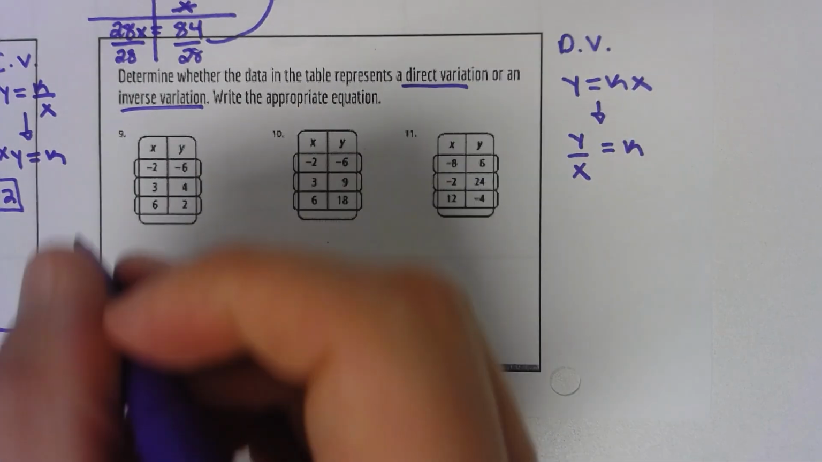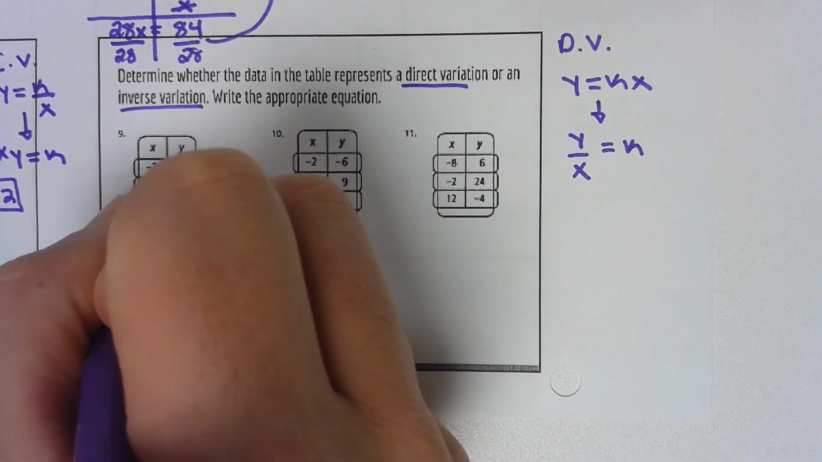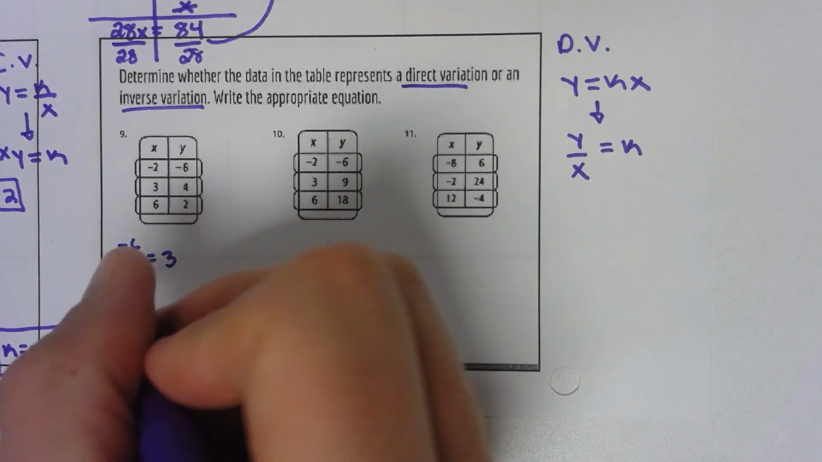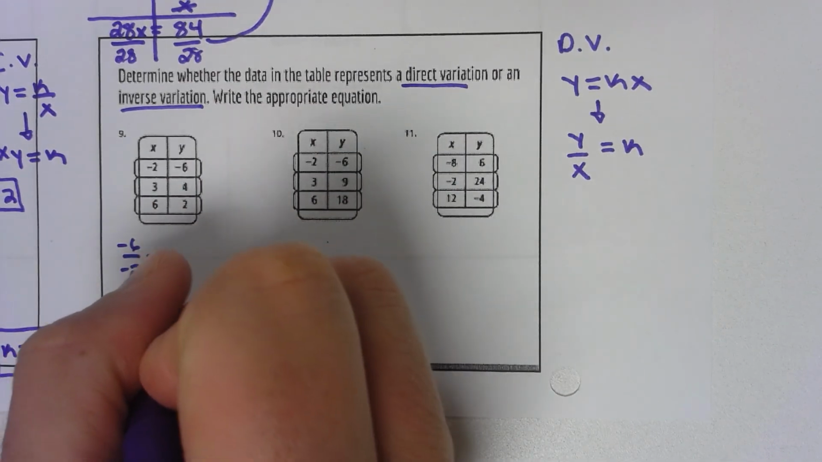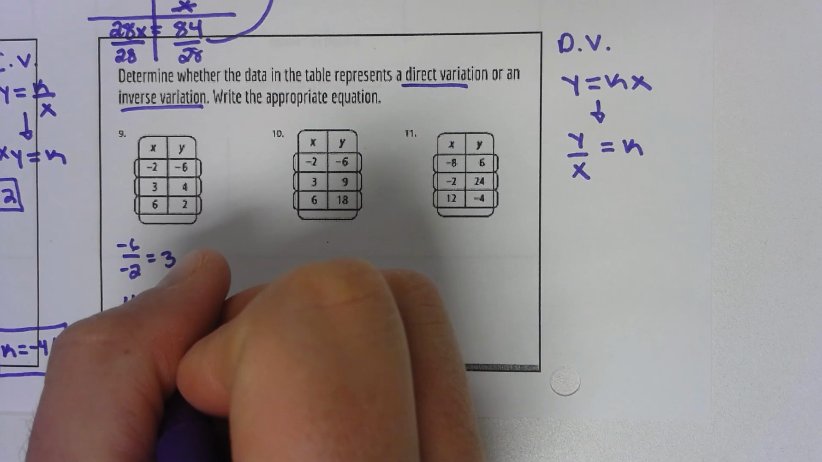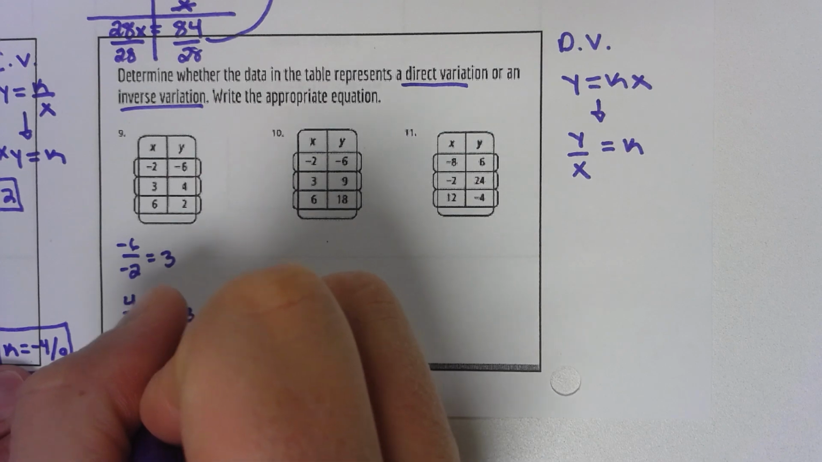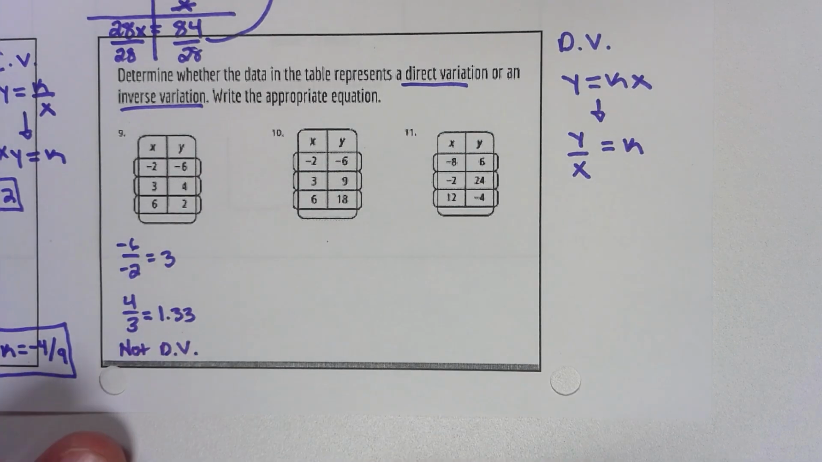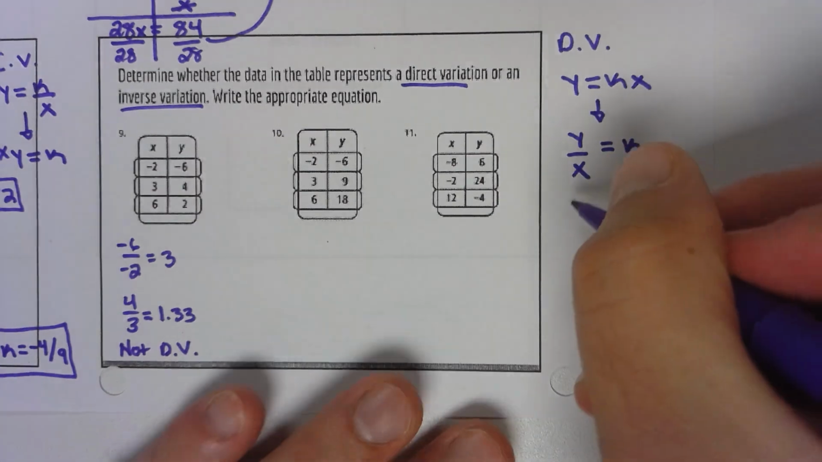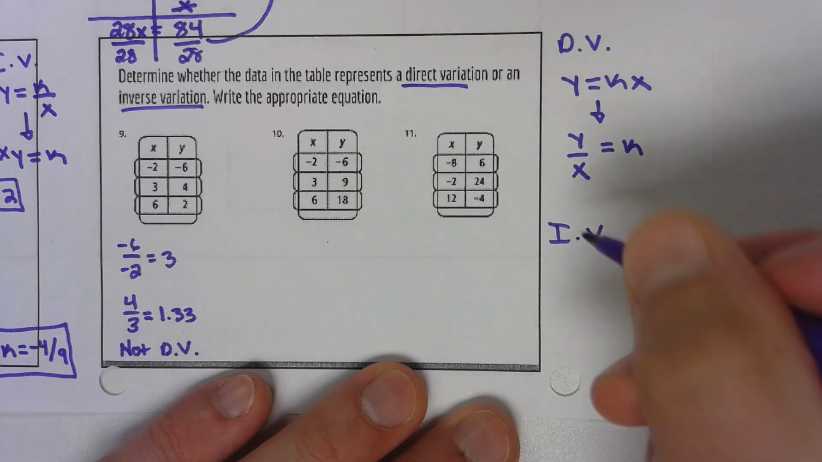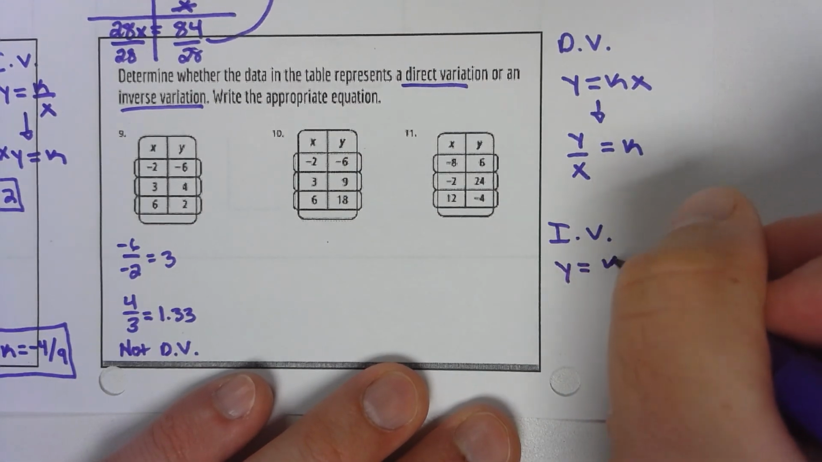So if I take y divided by x, -6 divided by -2, I get 3. Then if I take 4 and divide it by 3, ooh, that's definitely not 3. That's 1.33. Okay, so this right here tells me that it is not direct variation. And so the next thing I'm going to check, maybe it represents inverse variation. So I'm going to write down what I know about inverse variation. That's that the equation is y equals k divided by x.